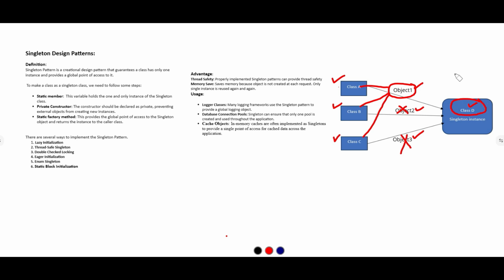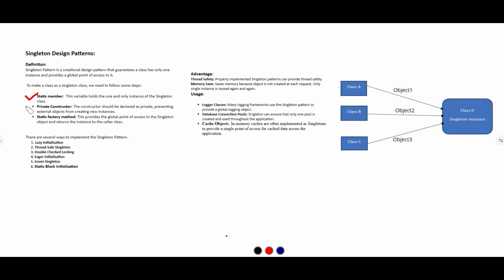Now you understood? Okay. So now the question is: if we have a normal class, how will we make that class a singleton class? For that we have to follow some steps. First, we have to define a static member or static variable. That variable will hold the instance of the singleton class.